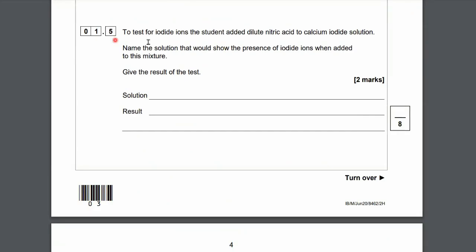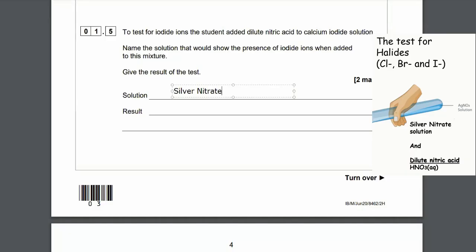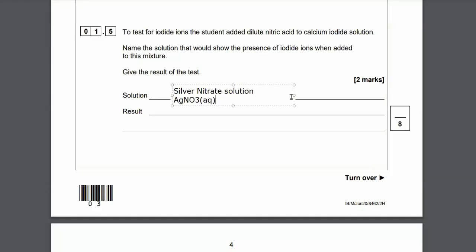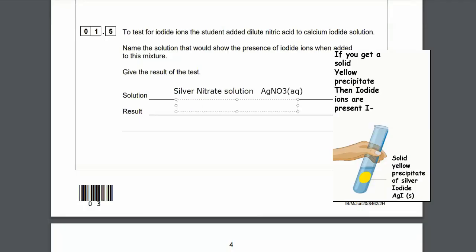1.5. To test for iodide ions, the student added dilute nitric acid to the calcium iodide solution, getting rid of impurities. Name the solution that would show the presence of iodide ions when added to this mixture. So the iodide is a halide, an ion from the halogens, and we add silver nitrate. You can write AgNO3 (aq), or you can just write silver nitrate solution.